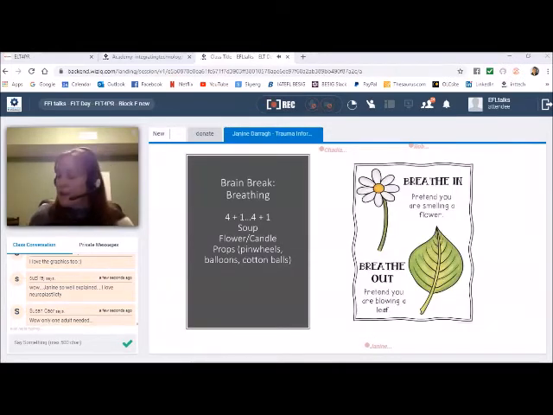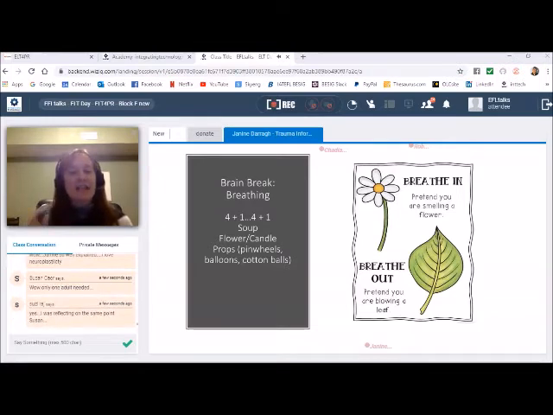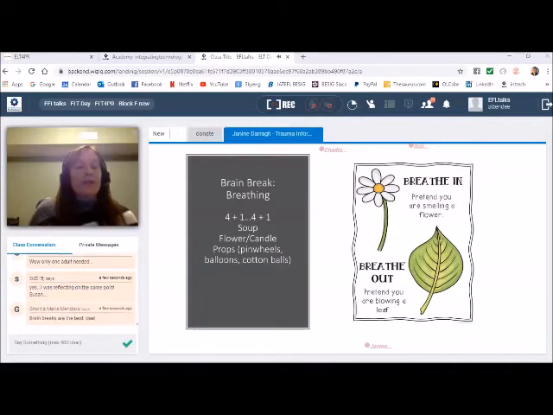So at this point, I have been talking for close to 10 minutes. One thing that we can do is have students take a brain break to sort of resettle themselves if they're feeling anxious. And I can't see you, but maybe you'll try a brain break, one of these with me. So 4+1 is breathing in for 4, holding it for 1, and then breathing out for 4.